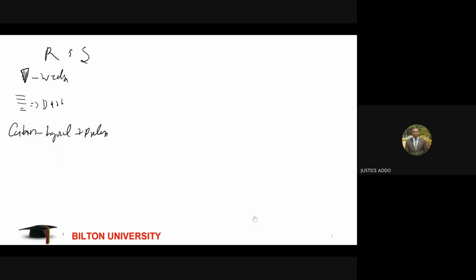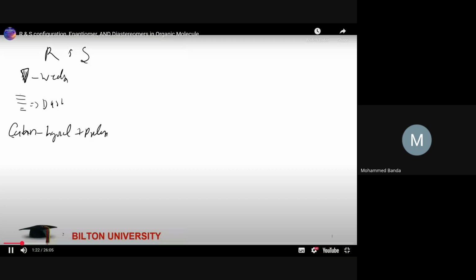Prelog rule. Can you see now? Prelog rule. So this is the rule that we are going to apply to help us. Two things are very important when we're looking at the R and S configuration, and therefore we are going to look at the type of bonds which are normally used. One of them is wedge, and one of them is the dash. So normally in R and S configuration, you will find these two types of bonds. So this is our wedge, and this is our dash.